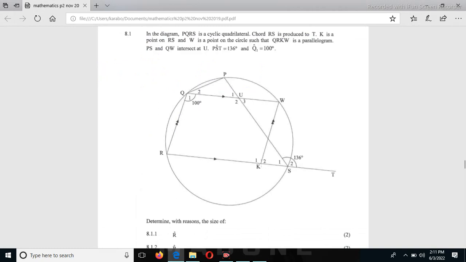PQRS. I have R. Which angle is opposite my R in the cyclic quad? And that is P over there, right? So what's going to happen now? We know that these two are supplementary. They must give us 180.